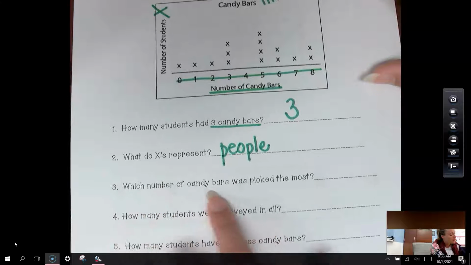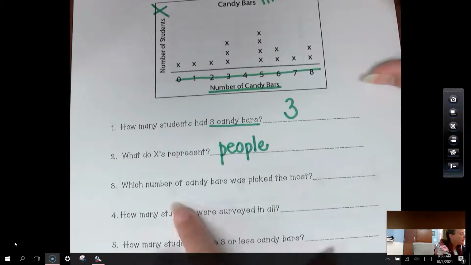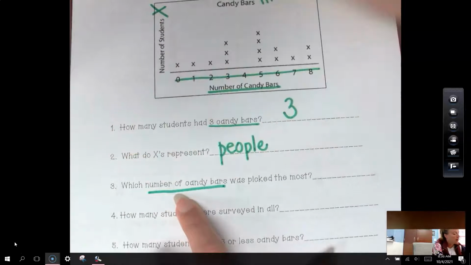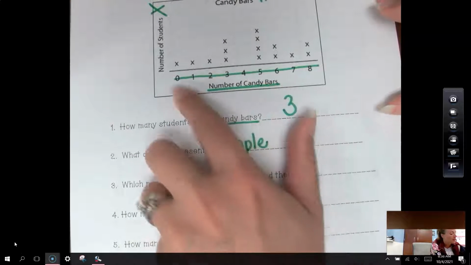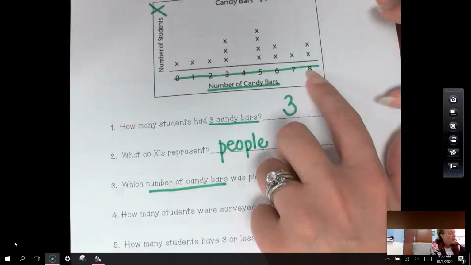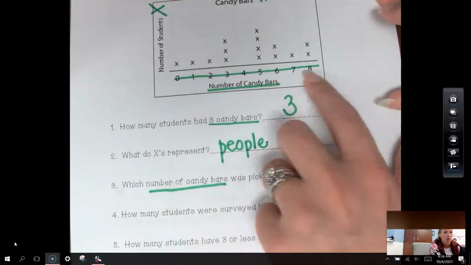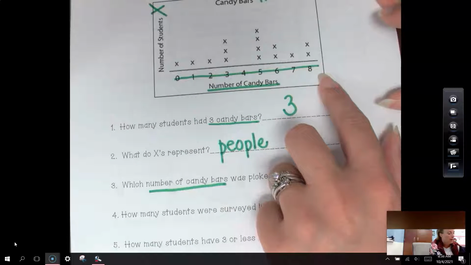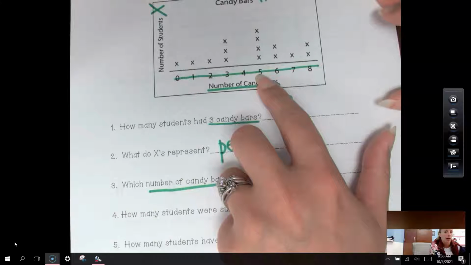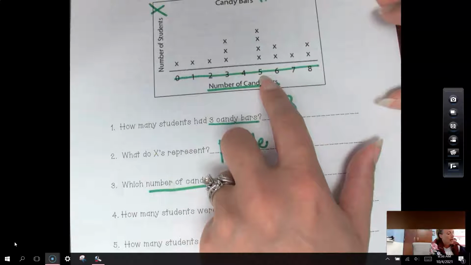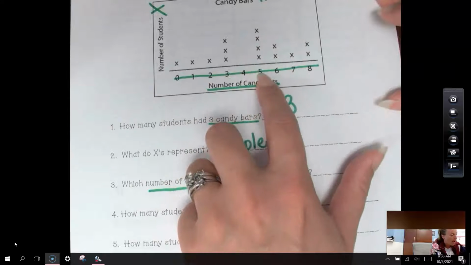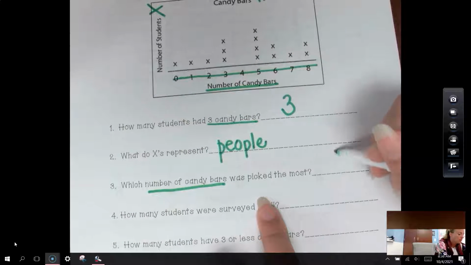All right, next one. Which number of candy bars was picked the most? This says number of candy bars. So what we pick has to be one of these numbers. So which one of these numbers was picked the most? Well, if you said 5, you are correct. 4 students chose 5 candy bars. So that was picked the most. So 5 was picked the most.